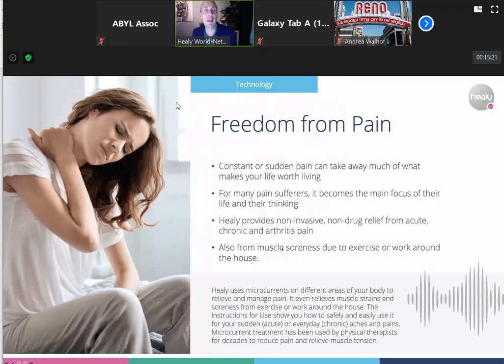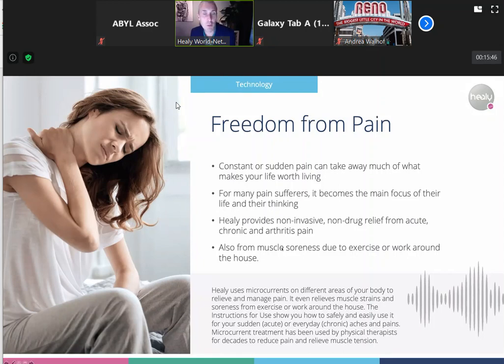How would it be if you would have freedom from pain? Constant or sudden pain can take away much of what makes your life worth living. For many pain sufferers, it becomes the main focus of their life and their thinking. And Healy provides non-invasive, non-drug relief from acute, chronic, and arthritis pain, also for muscle soreness due to exercise and work around the house. So how would it be?